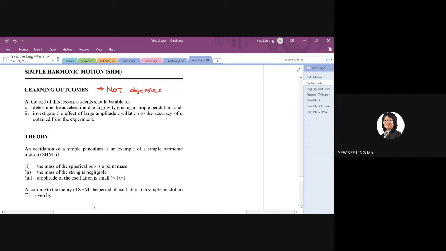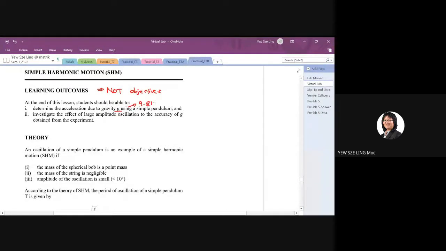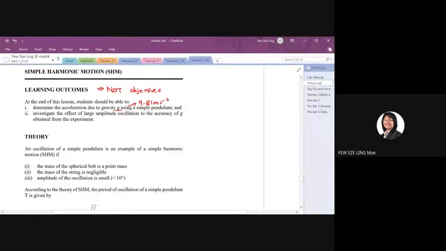So at the end of this lesson, students should be able to determine the acceleration due to gravity. So again, you're going to determine g. Okay, so if you're going to determine g, what does it mean? It means you have a theoretical value which equals 9.81 m s^-2. So unlike experiment 4, I didn't give you the theoretical value.